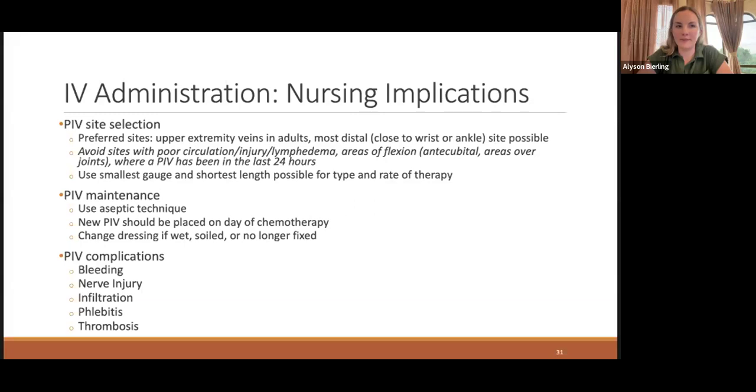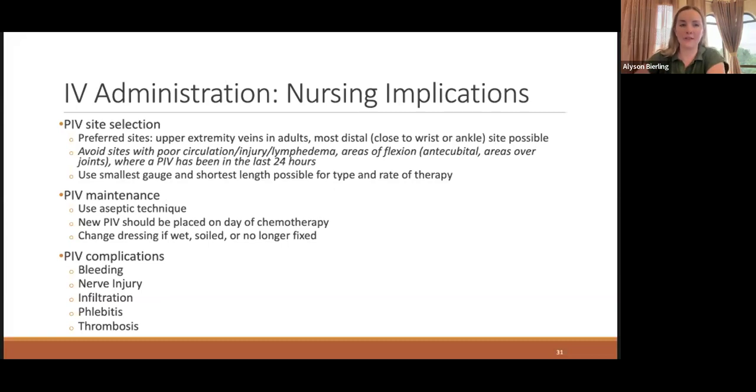In terms of PIV maintenance, anytime we are accessing that line, we want to be using aseptic technique. And a new peripheral IV should always be placed on the day of chemotherapy. So if a patient, say, was admitted in the hospital for the previous 4 days and had an IV placed on admission, we want to select a new site for an IV on the day that they're receiving chemotherapy. We don't want to reuse that one from 4 days ago or even 2 days ago.